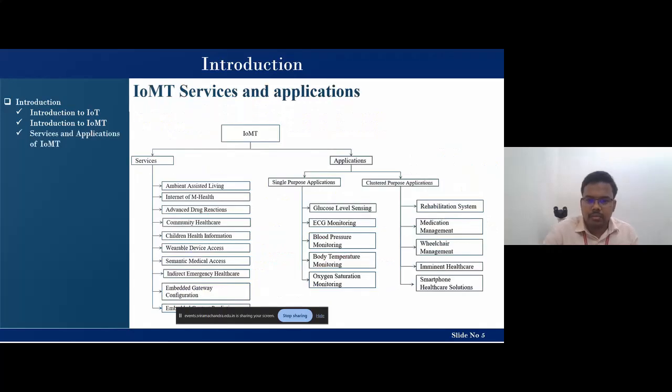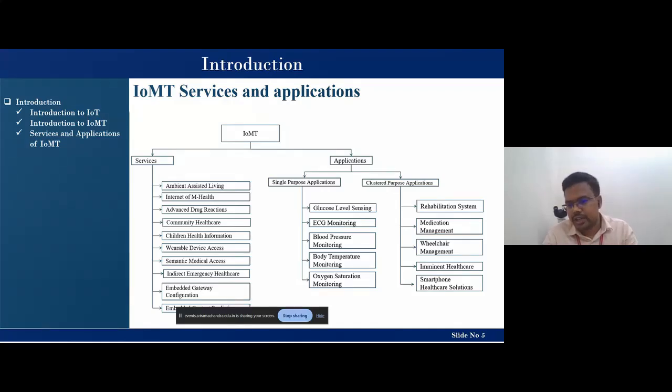The major applications and services of IoMT are many. When it comes to applications, there are two major categories: single purpose and multi-purpose. Single purpose means single parameter applications, like glucose level sensing, ECG monitoring, blood pressure monitoring, and body temperature monitoring. Cluster purpose means multi-stage applications. They are connected with two or more single purpose applications, like a rehabilitation system or medication management. When it comes to services, there are ambient assisted living, internet health, emergency systems, and wearable device access. These are all the services available under IoMT.